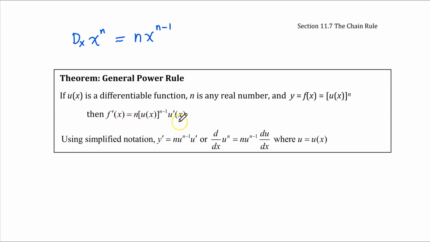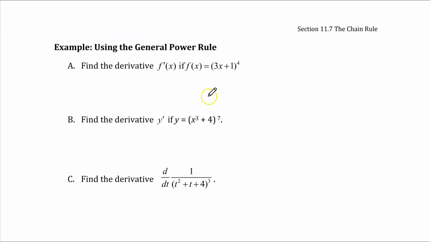Now to simplify the notation, the general power rule, if you have u of x as your base, is equal to n u to the n minus 1 times the derivative of u. To illustrate this, let us consider the following functions and differentiate them using the general power rule.